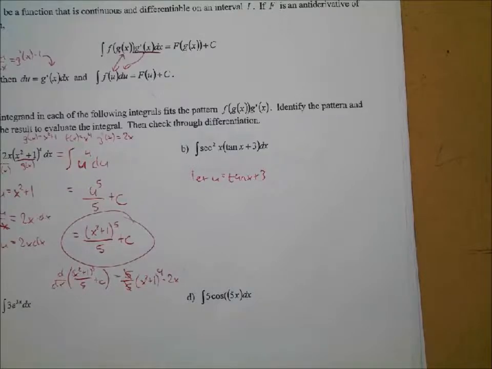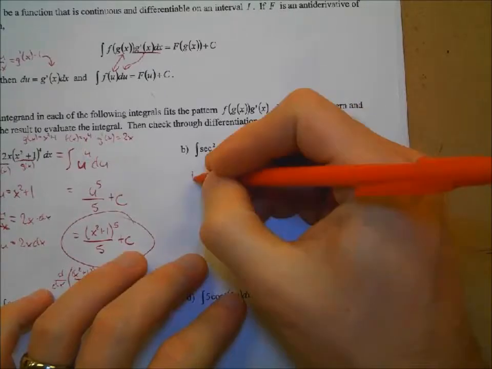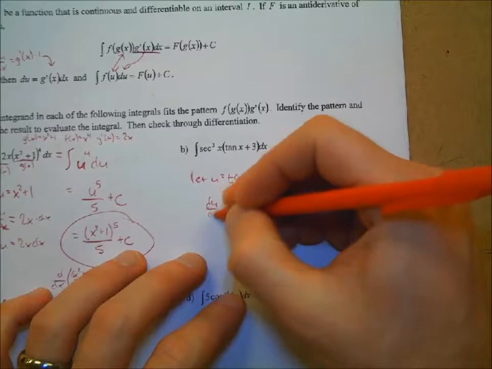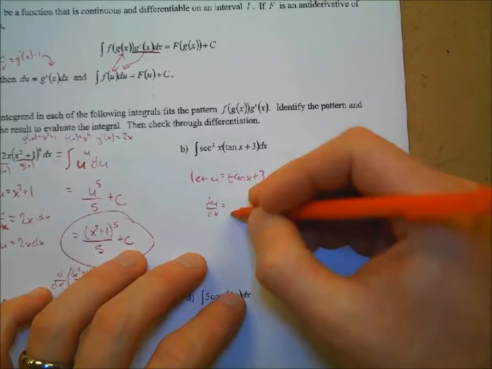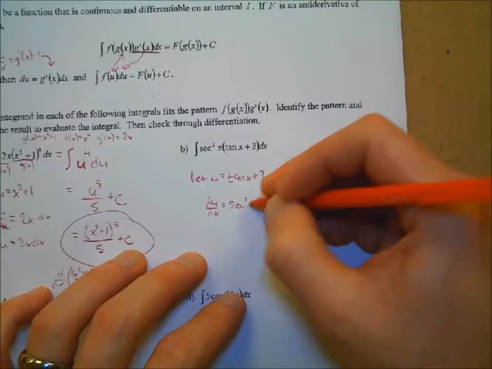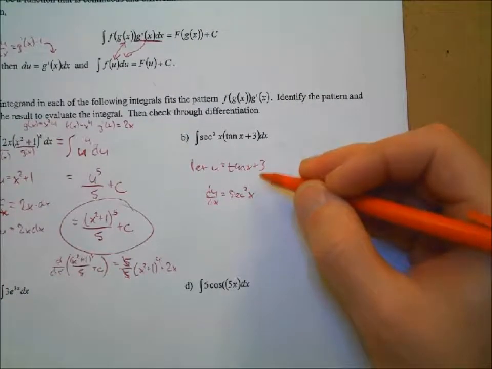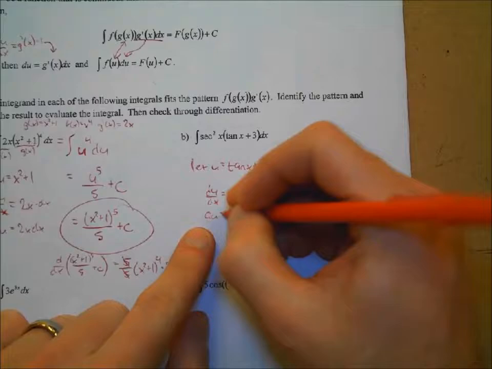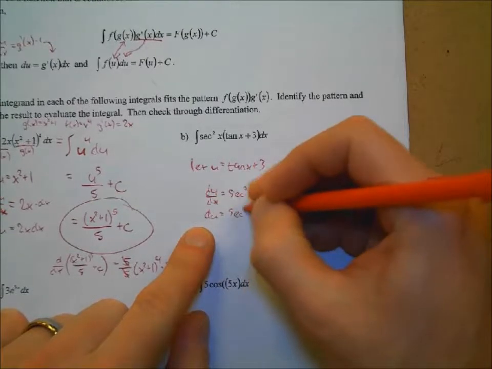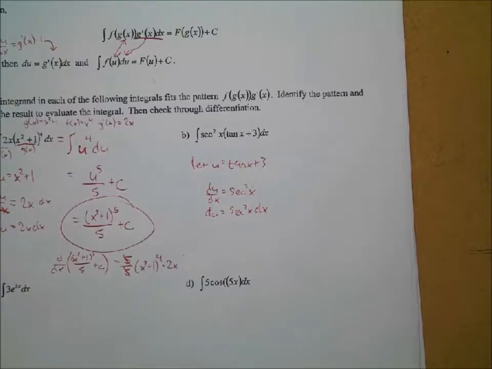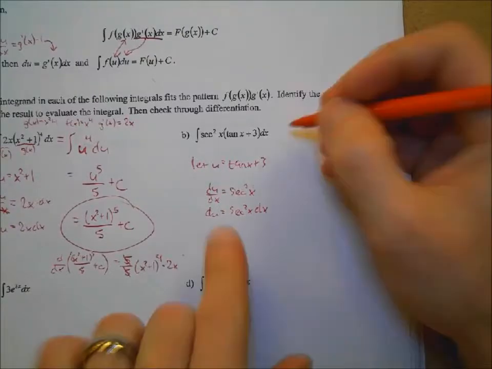So we can then take the derivative here. Derivative with respect to x, du dx, is the derivative of tangent, which is secant squared x. And then the derivative of plus 3 goes away, right? It's just a constant. And so again, we'll say du is equal to secant squared x dx. Okay? So there's that.